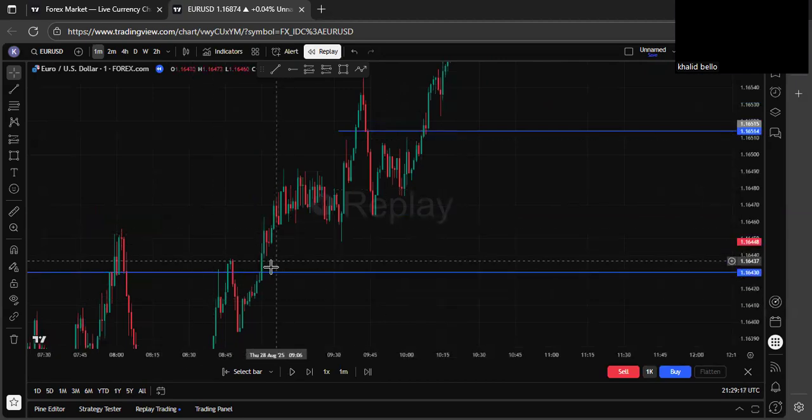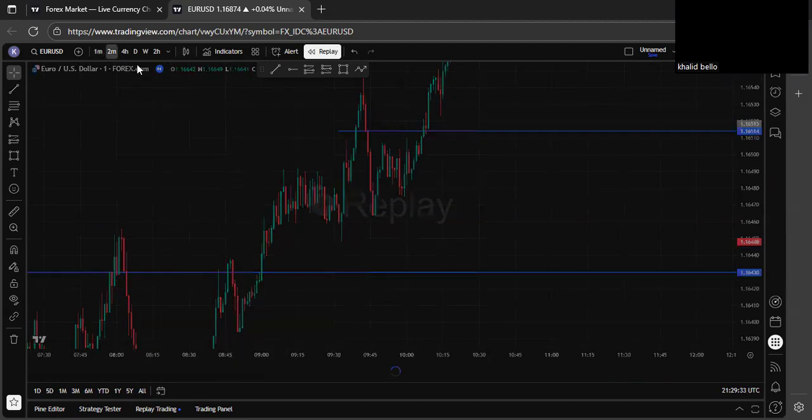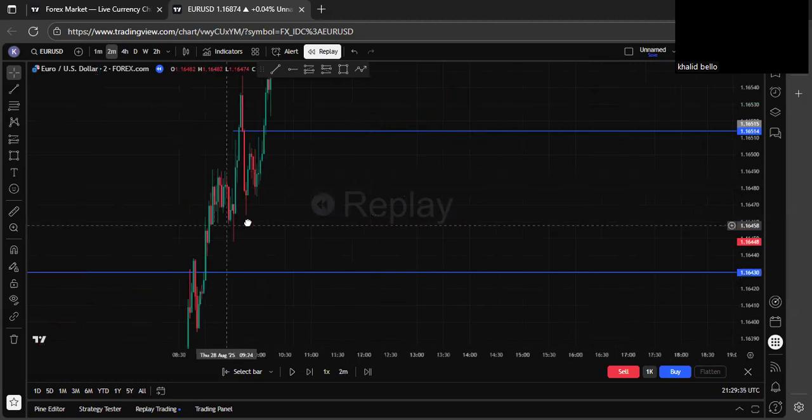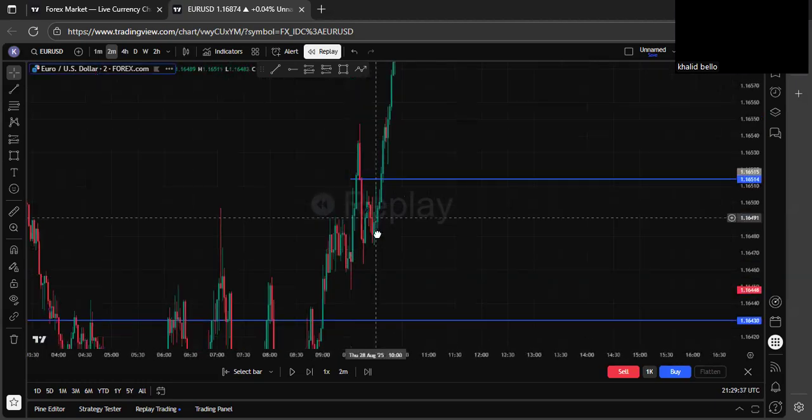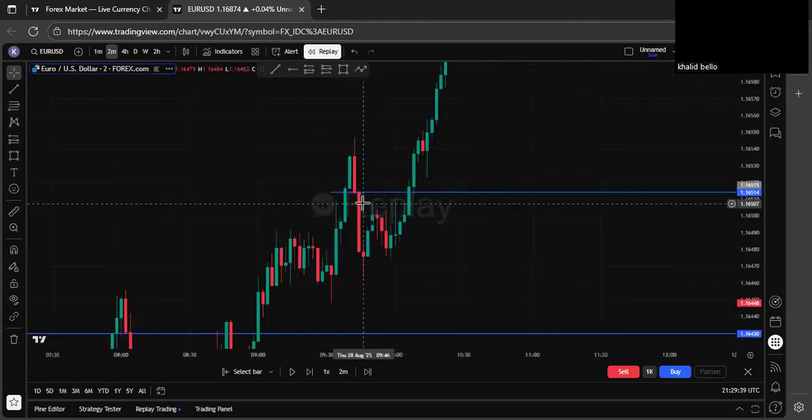So now this point is an imbalance here. You can see this is an imbalance here. But does it have inverse? It's not really clear that it has inverse because the inverse is not in line with the imbalance. So maybe let's check 2 minutes. Okay, now look at what we have here on 2 minutes.